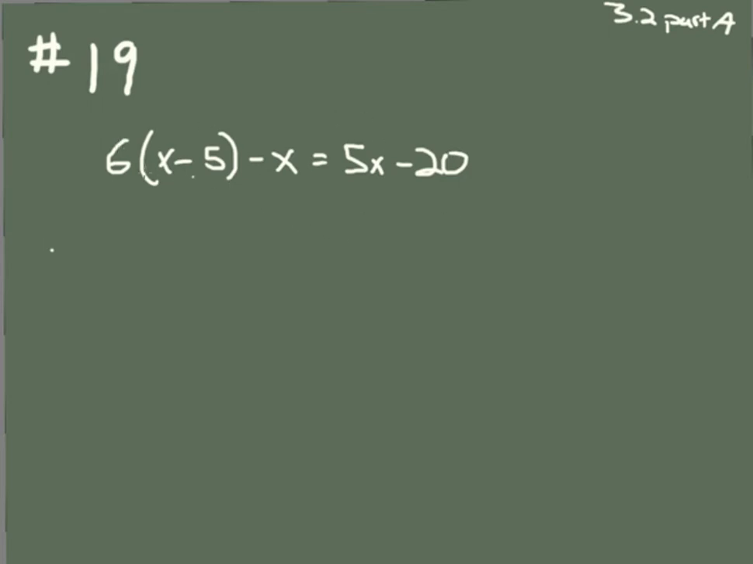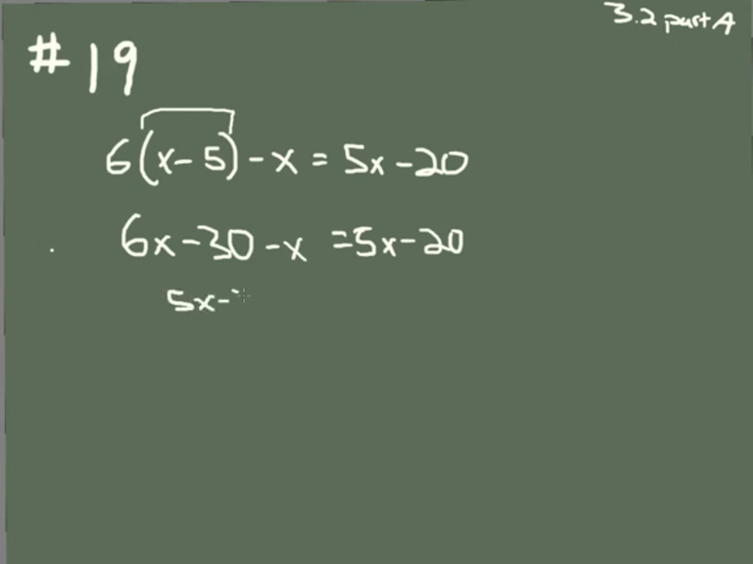So I start doing my PEMDAS. I want to break down these parentheses, so I multiply my 6 in, and I get 6x minus 30. I don't do anything to this x here, so it's still minus x equals 5x minus 20. Now I want to get all of my x's together. On the left-hand side, I combine my 6x and negative x, and I end up with 5x minus 30. On the right-hand side, I can't combine anything, so I keep it the same, 5x minus 20.